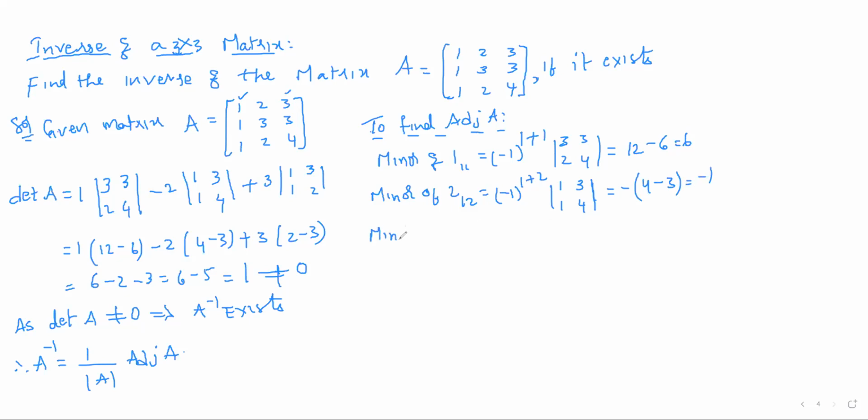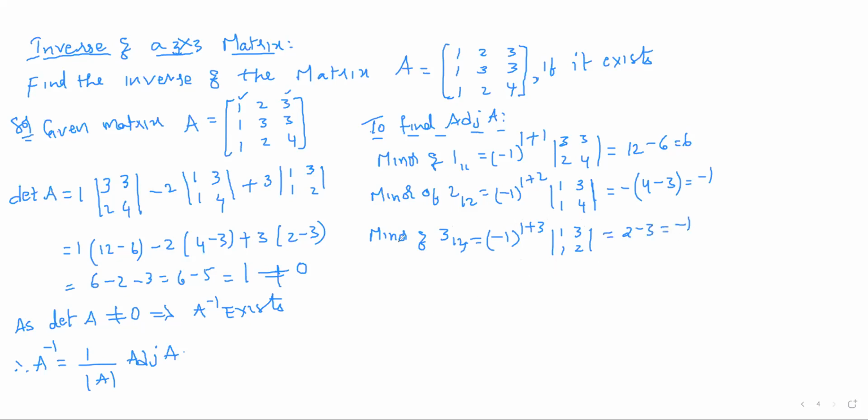Next, minor of the next element 3. Place is first row, third column. So minus 1 whole power 1 plus 3 into, automatically, corresponding row and column by deletion, 1 3 1 2. Minus 1 whole power 4 means plus 1 only. 2 minus 3, that is minus 1 only.